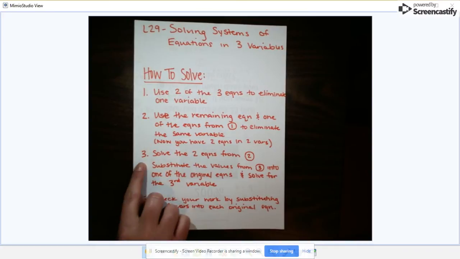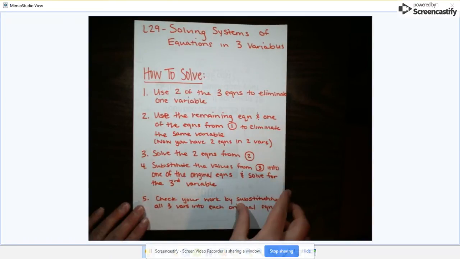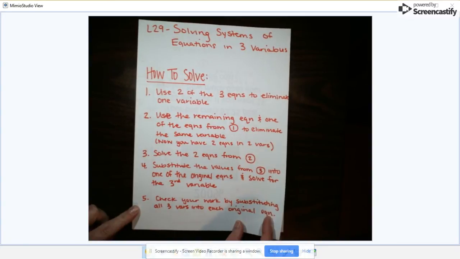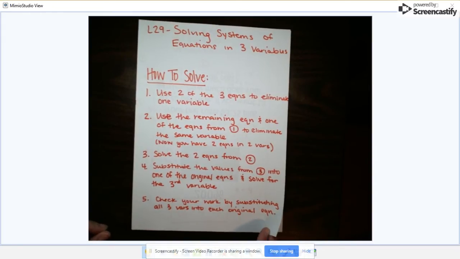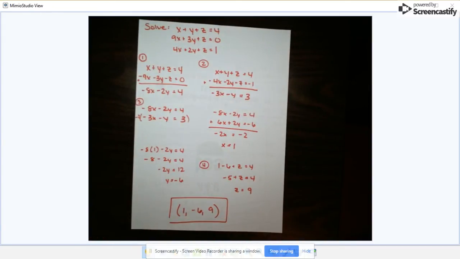So step three, we're going to actually solve those two equations. Okay, so we'll get an x and a y, or a y and a z. We'll get two variables solved for. Then our last step is going to take those two variables and plug them back into one of our original equations to get the third variable. So we're just going to do some examples that'll make these steps make a little more sense. And obviously I put step 5 on here. You can always check your work and make sure that you have satisfied all three of your equations.